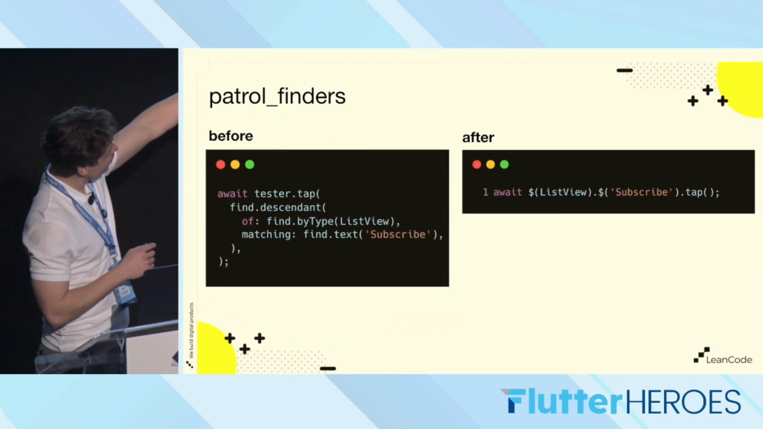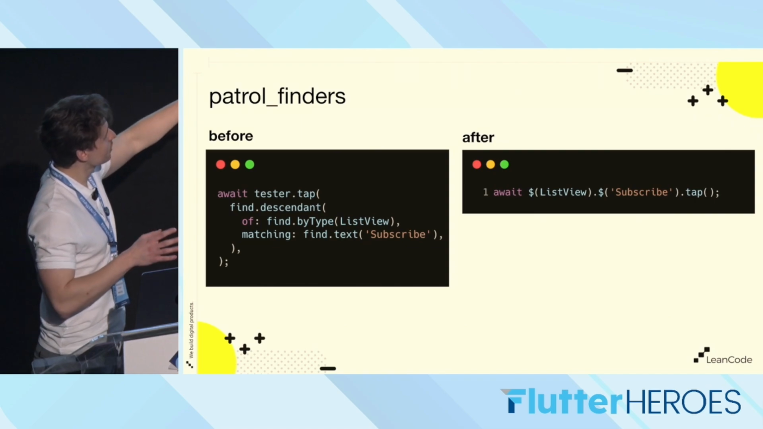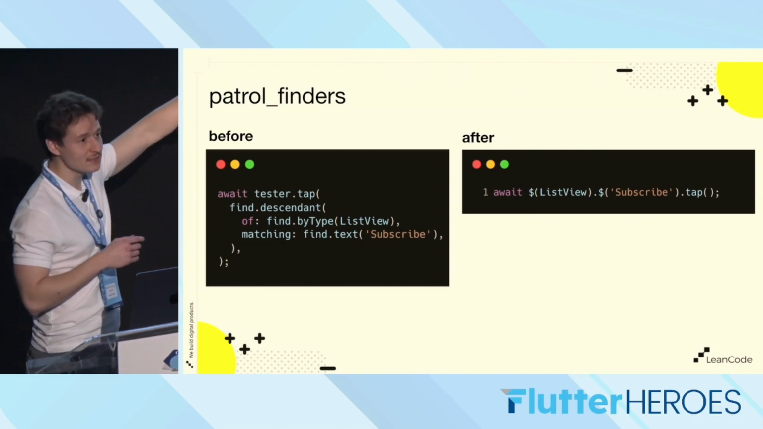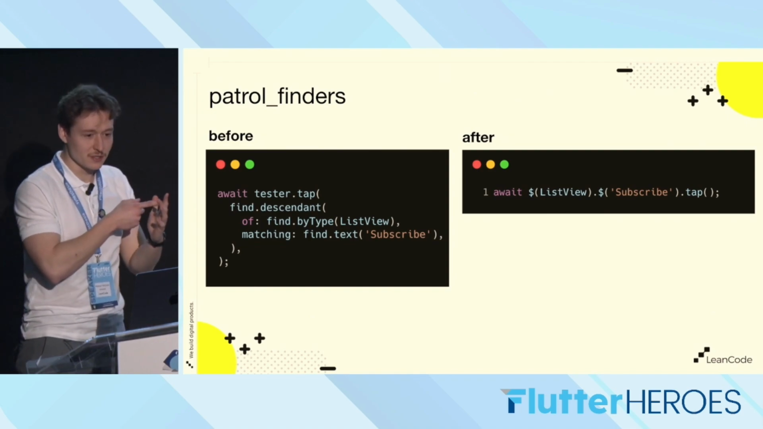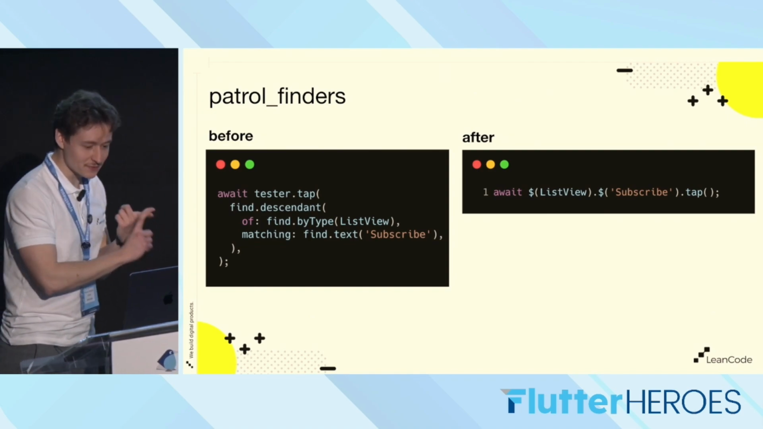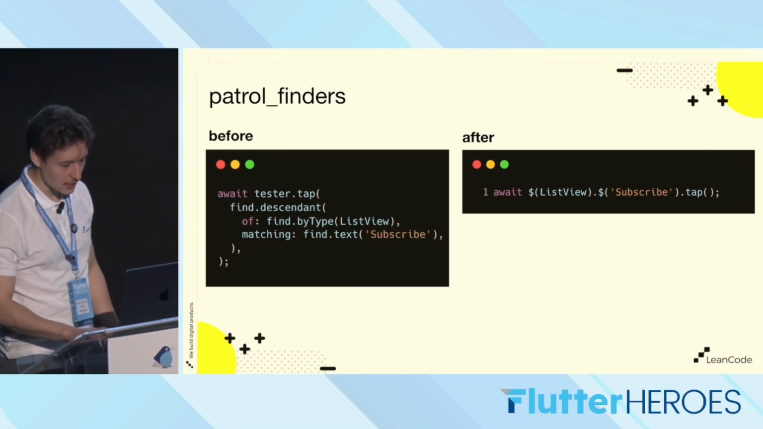And it's not only that, because you have to solve more things inside. It's not only about finding, it's also that typically you have to wait until the list view is visible, you have to wait until the subscribe is visible, and then you can tap on it. So we do it inside.